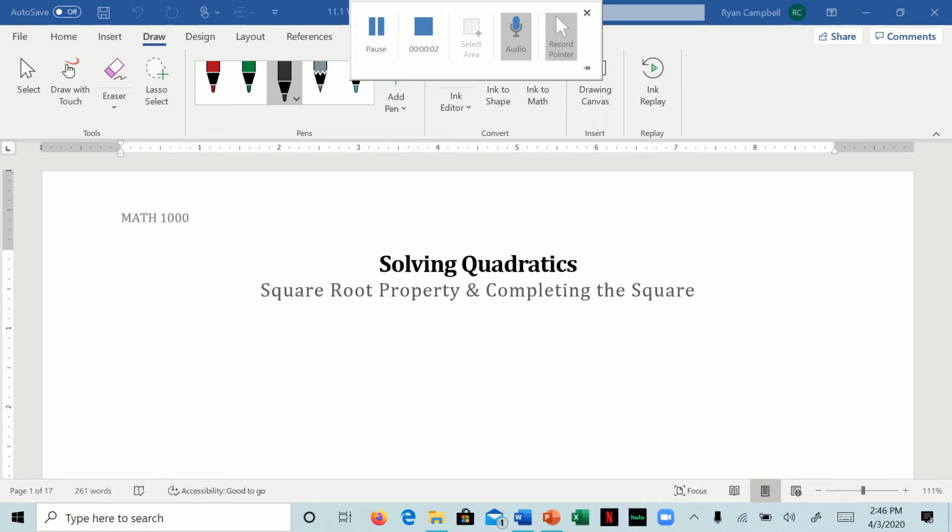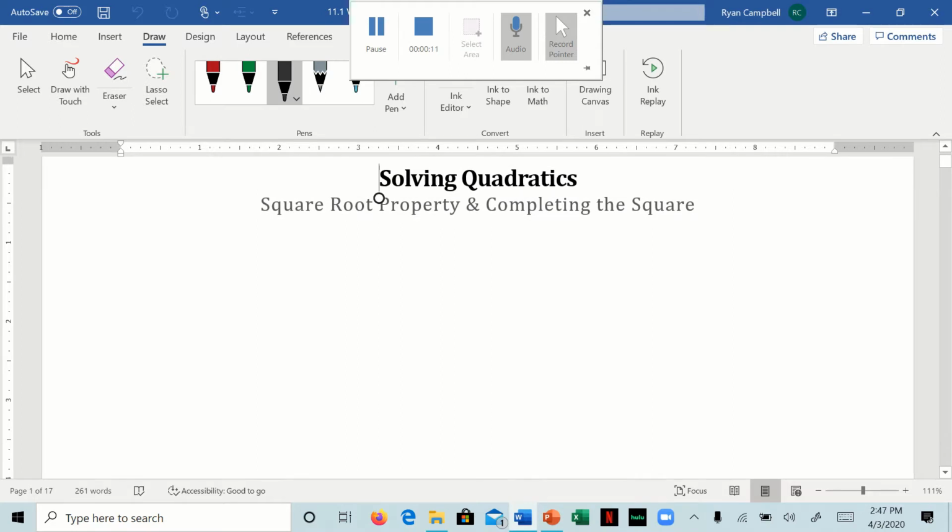All right, so we're going to talk about two more ways of solving quadratics. So far we've talked about factoring. Now we're going to talk about the square root property and completing the square. But before we get to that, let's talk about the nature of square roots.